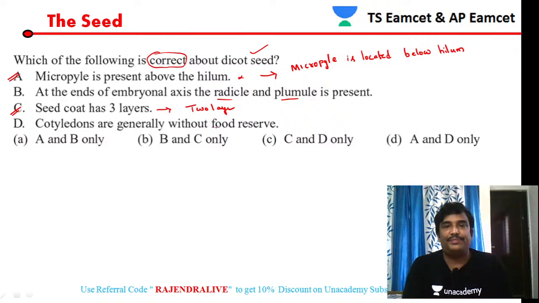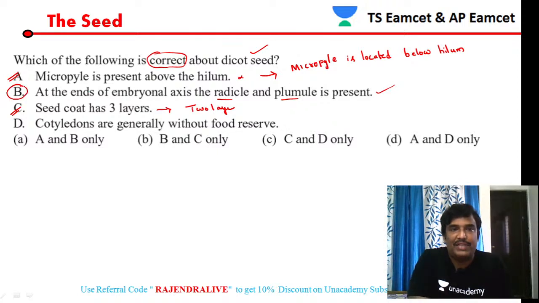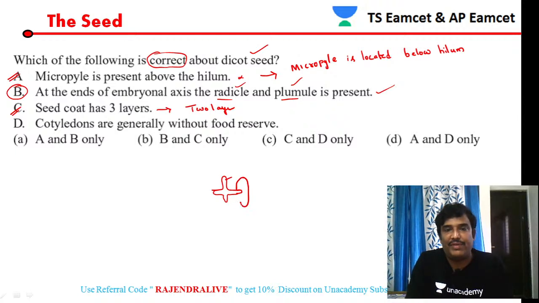If you see clearly in this particular question, the ends of embryonal axis, so statement B is correct. Statement B is the right statement, because at the ends of embryonal axis we have radicle and plumule. For example, this is the embryonal axis, and it will have the cotyledon like this. Here you have plumule, and down here we have radicle. So the ends of the embryonal axis have radicle and plumule. That is the right statement.